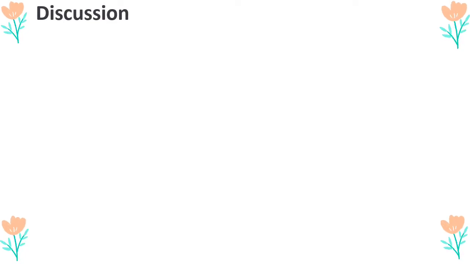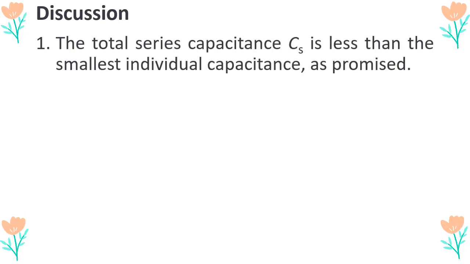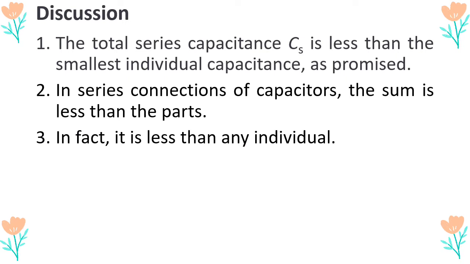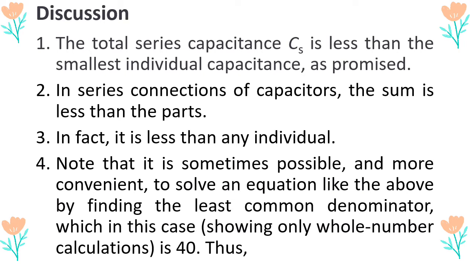So from the solution, let's have a short discussion. So the total series capacitance CS is less than the smallest individual capacitance as promised. Second, in series connections of capacitors, the sum is less than the parts. Third, in fact, it is less than any individual. And fourth, note that it is sometimes possible and more convenient to solve an equation like the above by finding the least common denominator, which in this case, showing only whole number calculations, is 40.